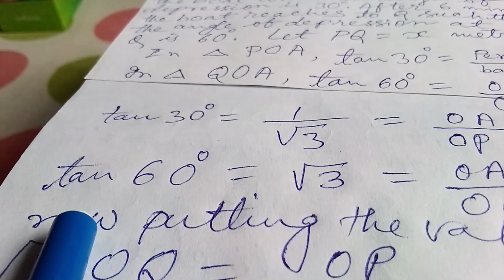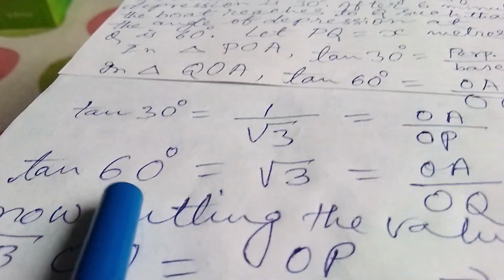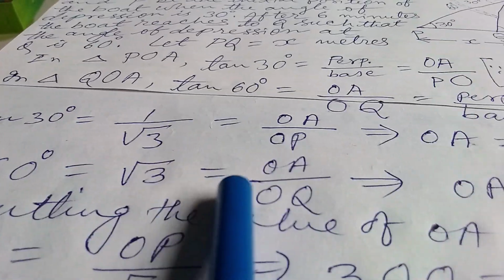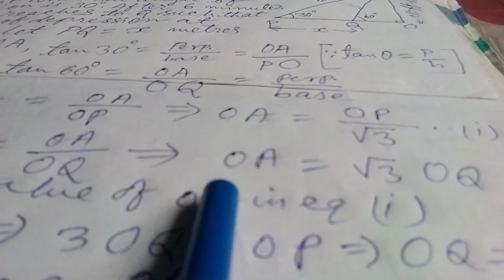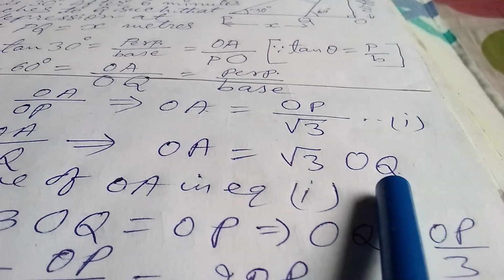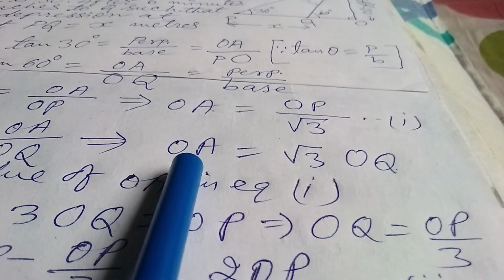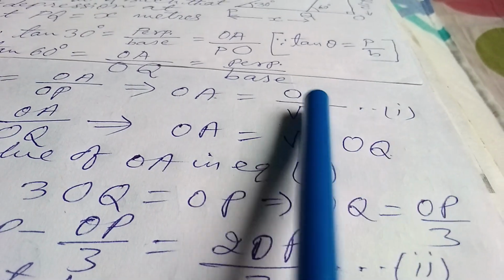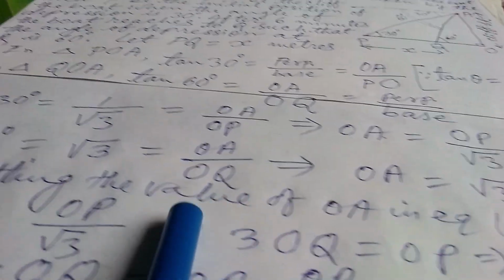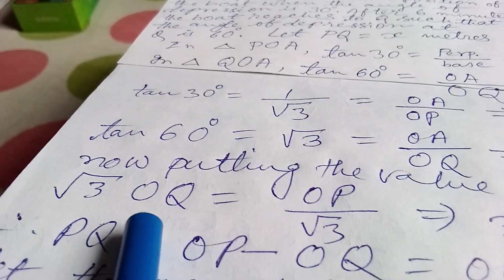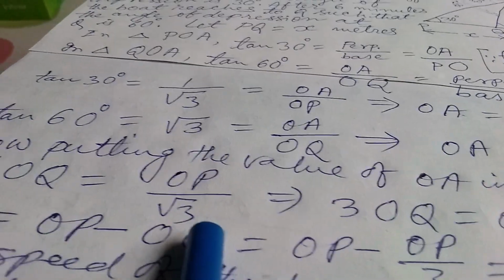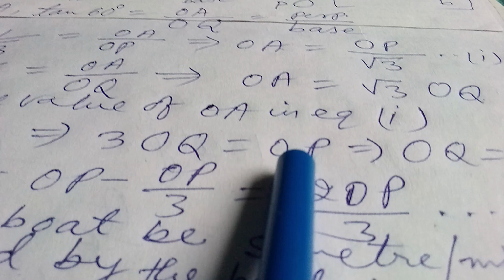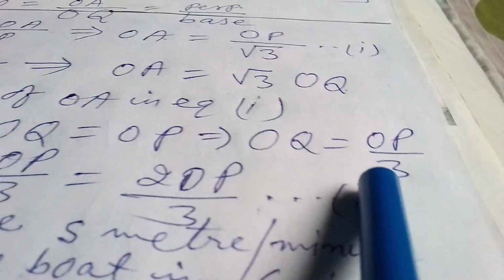And in triangle QOA, tan 60 degrees equals root 3, and that is equal to OA by OQ. So by cross multiplication we get OA equals root 3 OQ. And this OA value I have already got from equation 1, that is OP by root 3. So we put here root 3 OQ equals OP by root 3. And then by cross multiplication we get root 3 into root 3 is 3. So 3 OQ equals OP, and this implies OQ equals OP by 3.